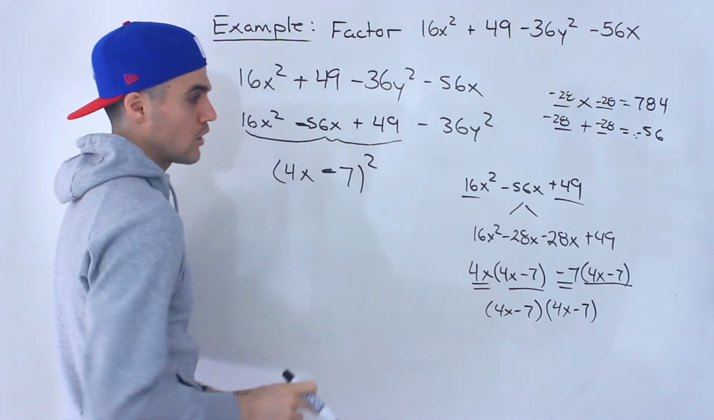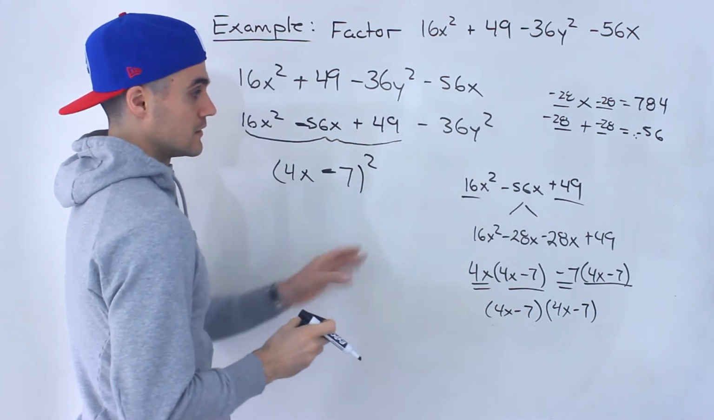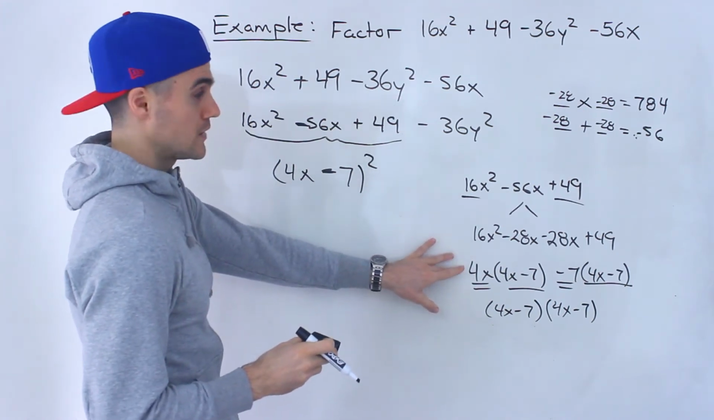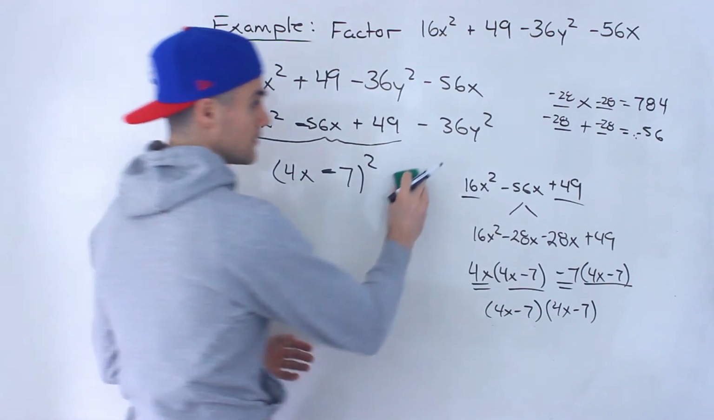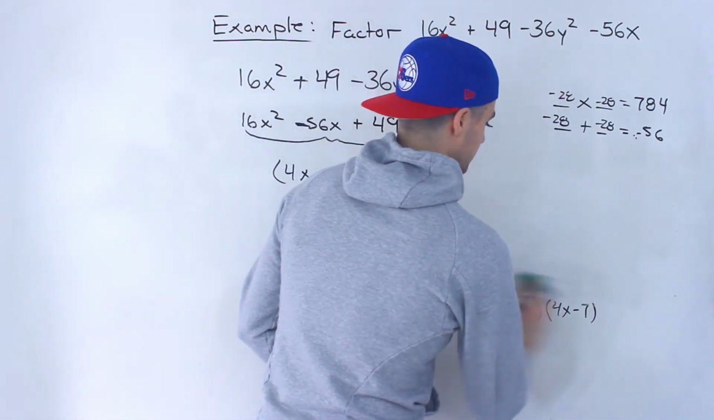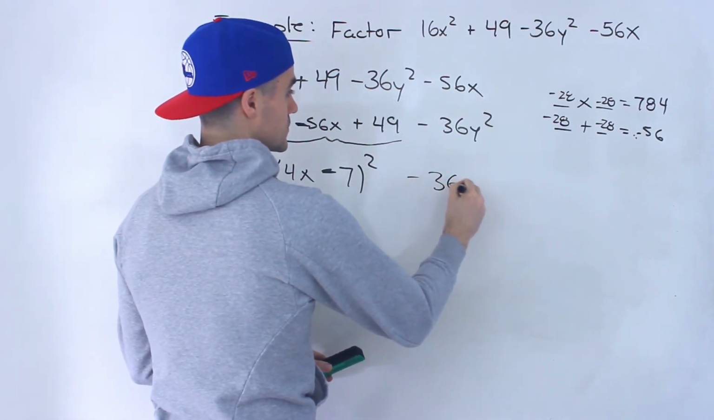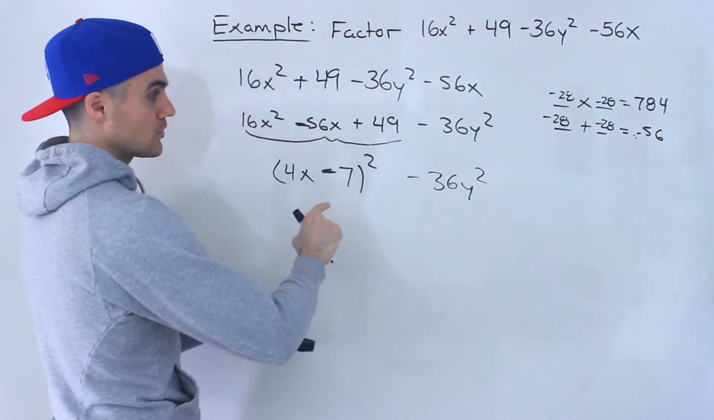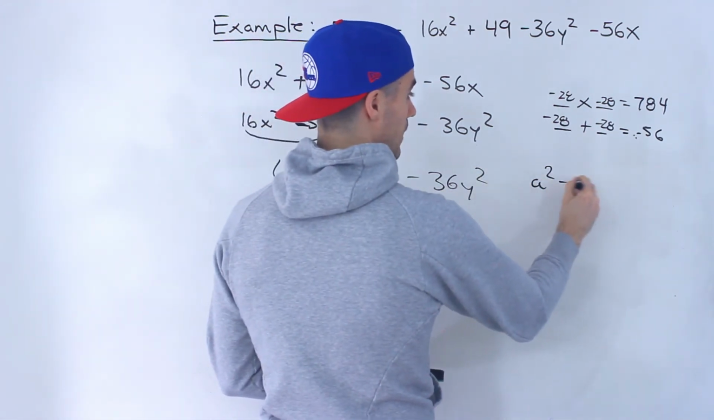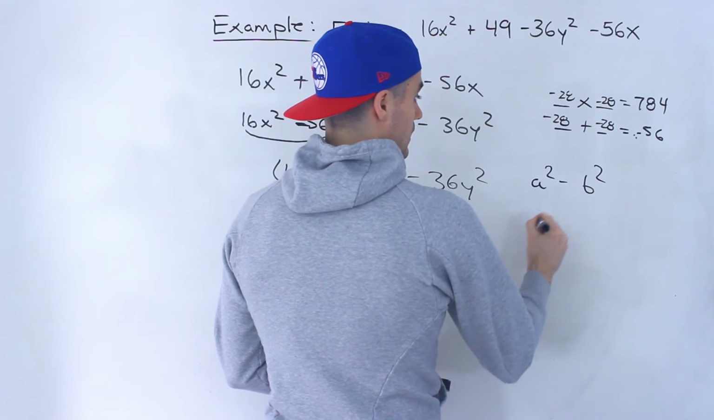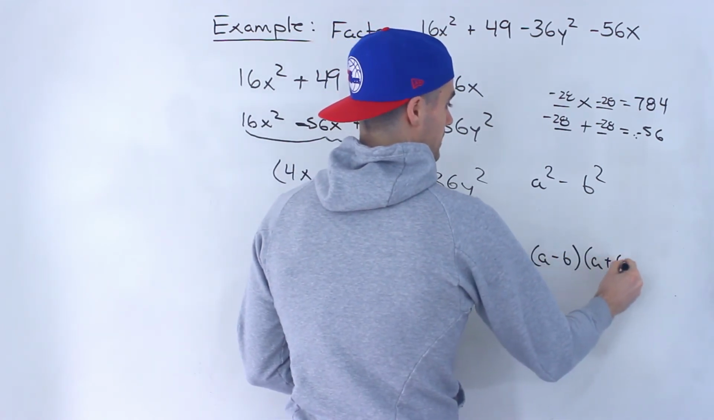Or if you want to go the longer way, or if your prof demands that you go the longer way to show all of the work in detail, you could do it this way as well. So whichever way you do it, this factors into this, then we got minus 36y squared, and then this here, notice it's a difference of squares, right? A squared minus b squared, which is equal to a minus b times a plus b.